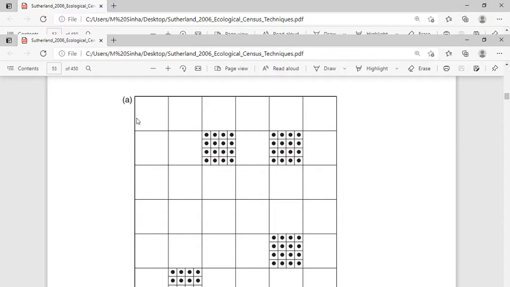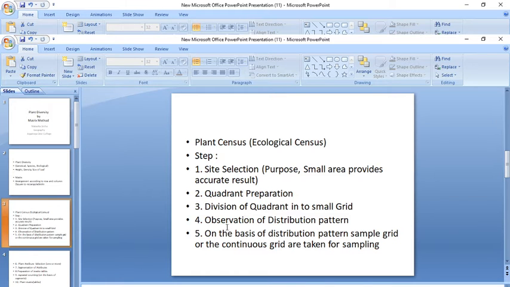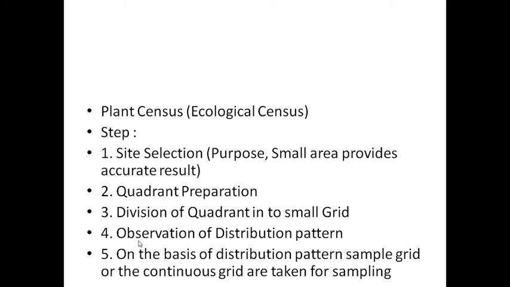After the selection of the rectangle or square, you have to divide this area into a series of square grids. This is the first step, and you have to take a small area, that is 1 meter by 1 meter, or 1 square meter, or 5 square meters, a small area. All this selection of area depends on the purpose. After selecting the area and preparation of the square grid, the third step is division of the quadrant into small grids. After that, the fourth step is observation of the distribution pattern.